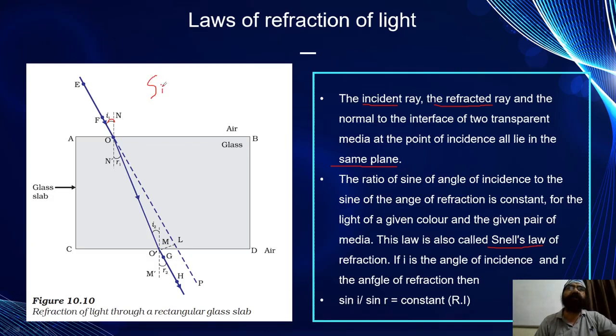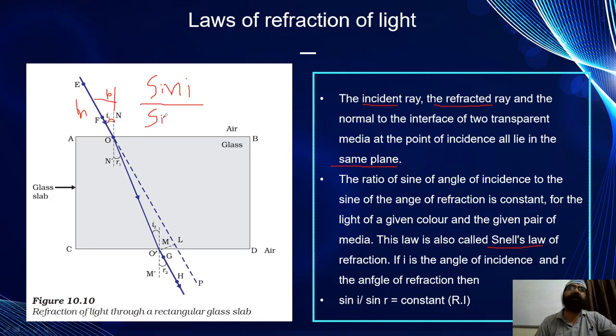Okay, what is sine? You'll be studying trigonometry in class 10. It is the ratio in a right angle triangle. If I draw a perpendicular over here, okay, to the normal, then the sine of this angle is the ratio of perpendicular to hypotenuse. This is the perpendicular and this is the hypotenuse. Okay, so the ratio of P by H is known as the sine of angle. Okay, so sine of angle I upon sine of angle R.